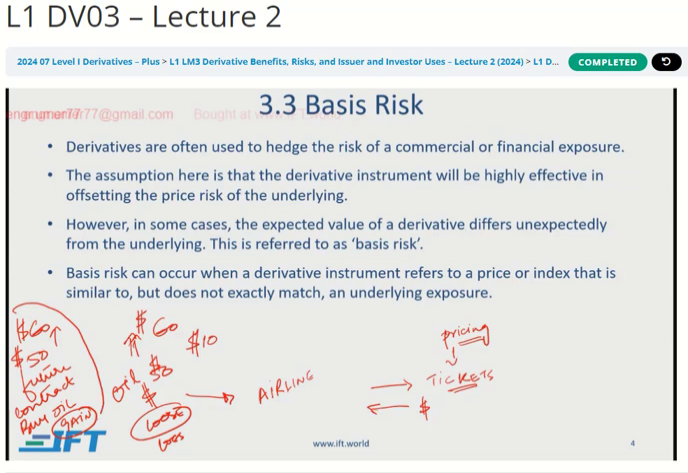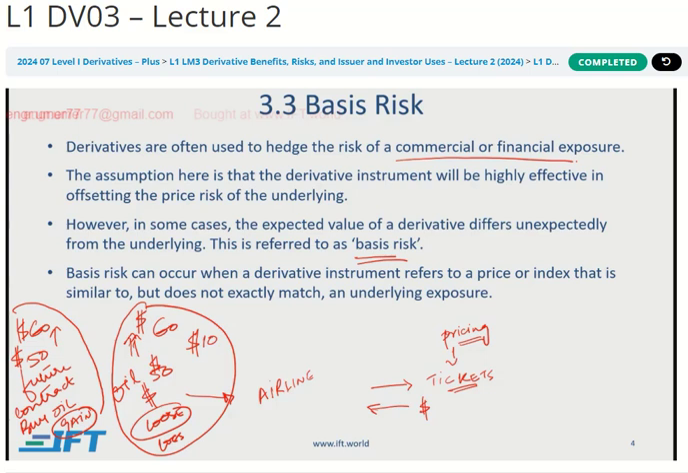It has different costs. It's a completely different transaction, right? And this is a completely different transaction. So it should be somewhat similar, but there will be a little bit of difference, and that is what we call basis risk. So derivatives are often used to hedge the risk of a commercial or financial exposure, which is what is being done in this example. They are hedging their risk.